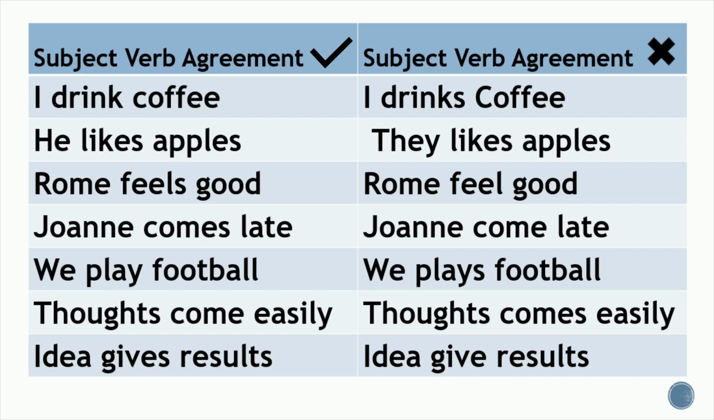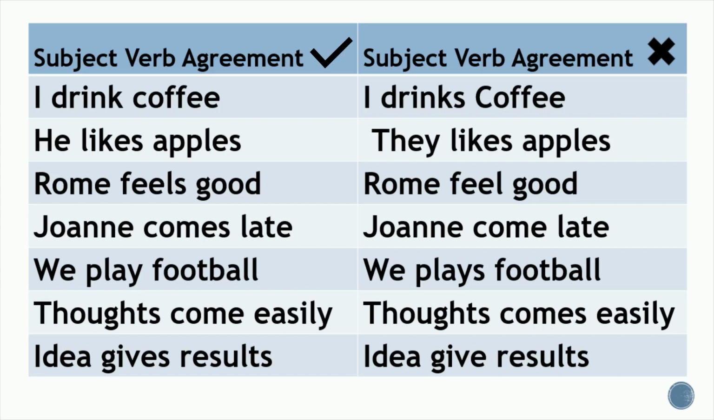We play football. We, a first person plural subject, cannot take the structure verb plus s. So the subject we and the verb play agree with each other, and the sentence we play football is a right sentence. The same sentence in column 2 reads, we plays football. A first person plural subject cannot take the structure verb plus s. So the subject we and the verb plays do not agree with each other. So the sentence we plays football is a wrong sentence.